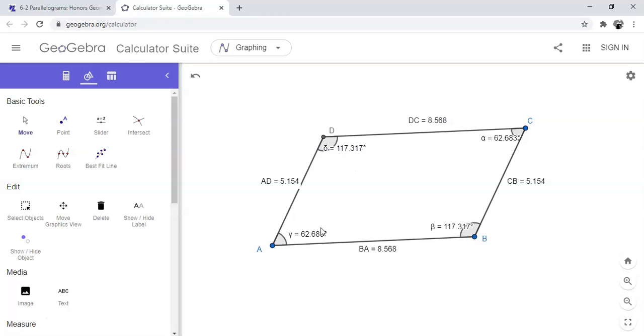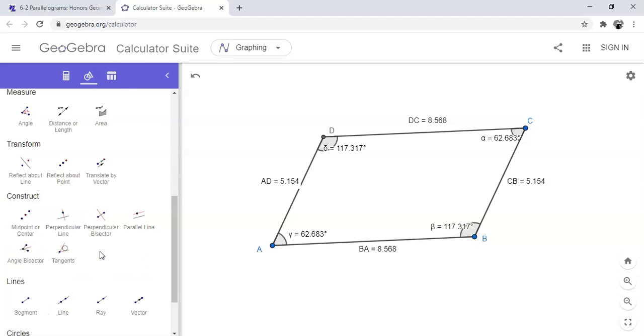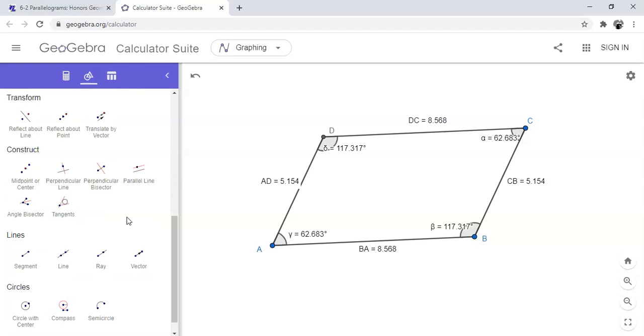So we have four features right now of a parallelogram. We have opposite sides being parallel, or a quadrilateral, and that is by definition. That's just what a parallelogram is. And then we have opposite sides congruent, opposite angles congruent, and consecutive angles supplementary. All right, so what else is true? It gets a little bit trickier from here.